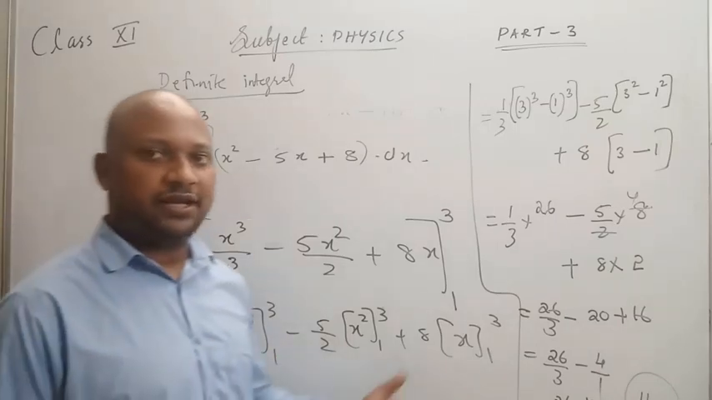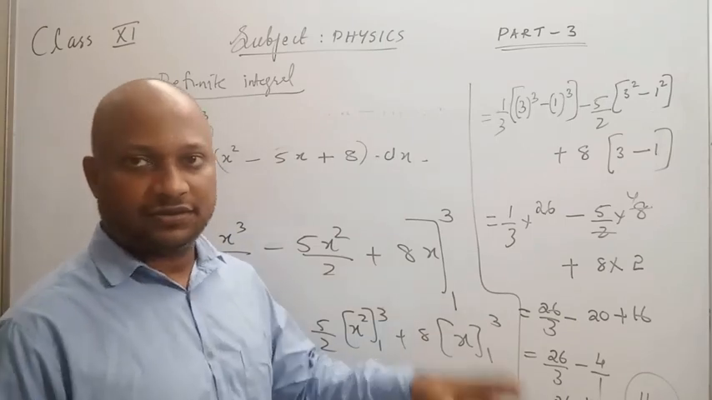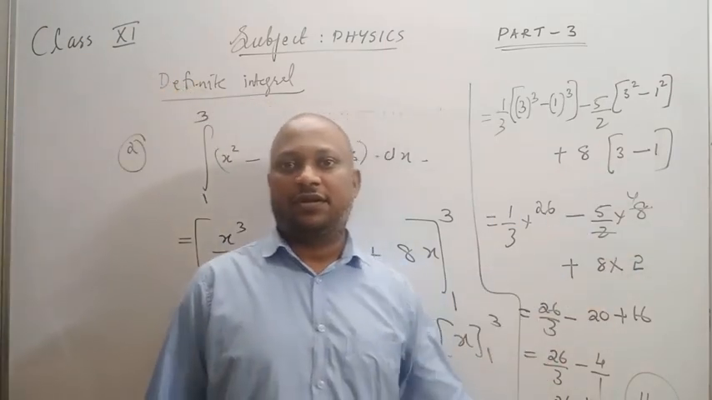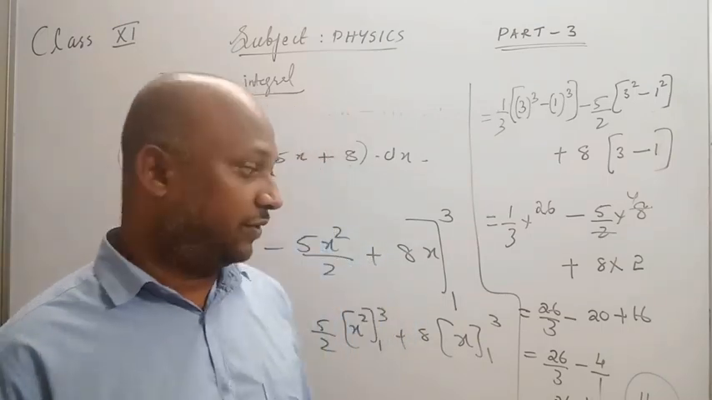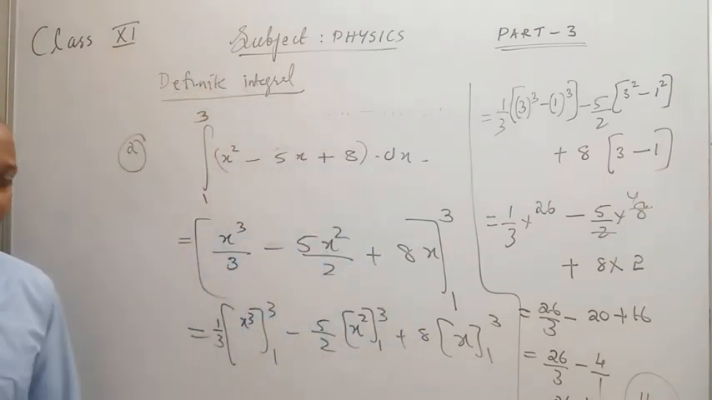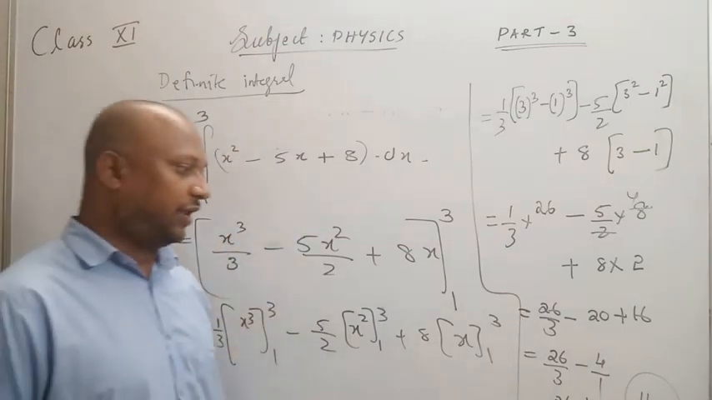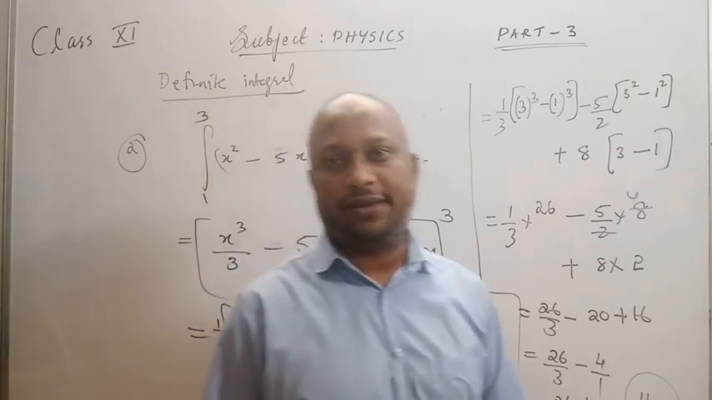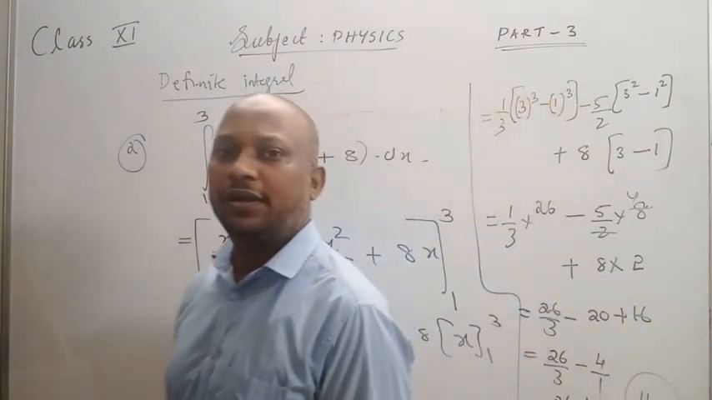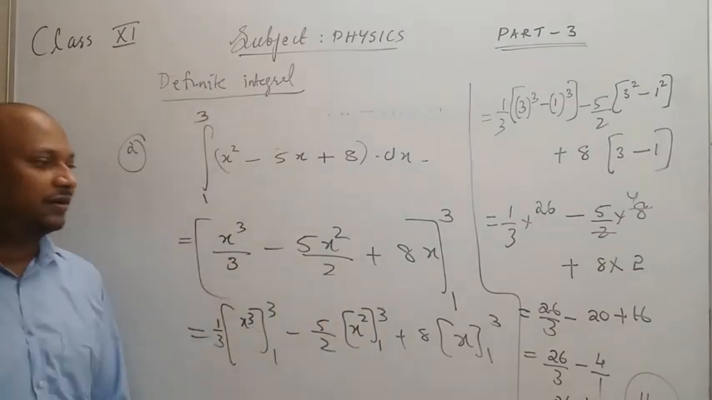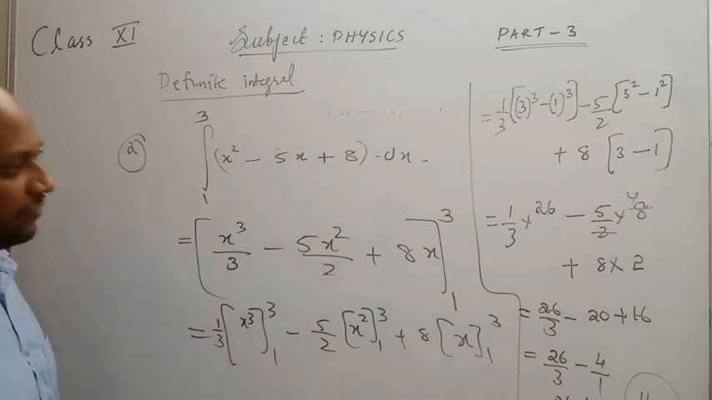So I can say that if it represents some curve in a graph, then the area under the curve with the x-axis, from 1 to 3, is 14 upon 3. So this is how to integrate a function.